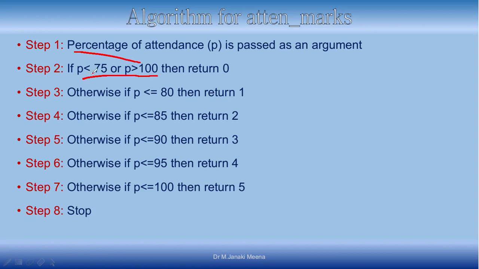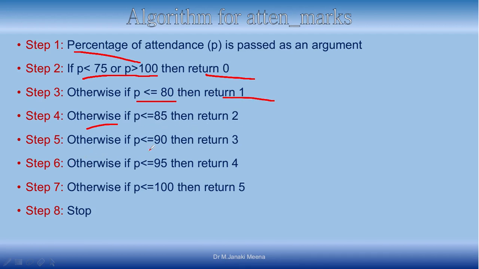We are just checking if p is less than 75 or p is greater than 100, then we are going to return 0. Otherwise, when I use otherwise, it means that both these conditions were not true, right? So otherwise, you are going to check whether it is less than or equal to 80. If it is less than or equal to 80, then we are going to return 1. Otherwise, when this line is executed, it means that it is greater than 80. So if it is less than or equal to 85, then return 2.